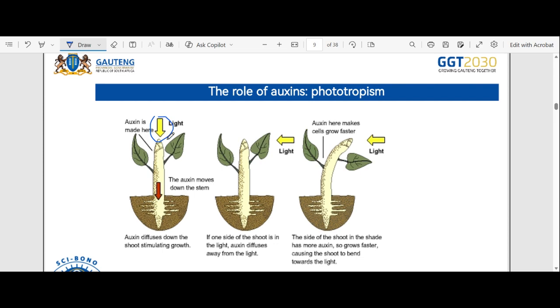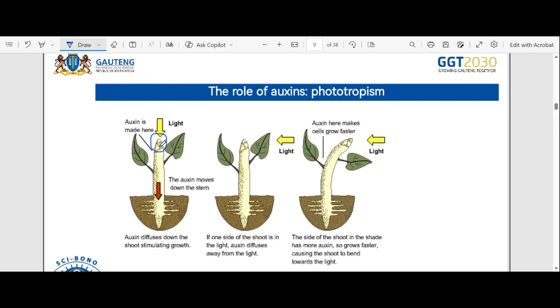So auxins are produced at the tip of the stem. Just highlight the tip of the stem. So auxins are produced here at the tip of the stem, right? And we call the tip of the stem an apical bud, right?